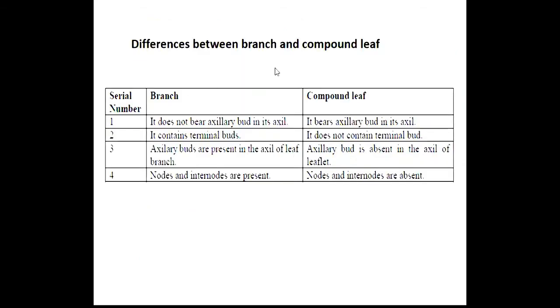So there are some differences between a compound leaf and a branch also. The main thing is that in the case of a branch, we will get nodes and internodes. Nodes and internodes are the main identifying characters of a branch. Nodes and internodes will be present here. In the case of a compound leaf, nodes and internodes will be absent. And the axillary bud is in the axillary position in the case of a simple leaf, and in the compound leaf the axillary bud will be present in the axil.